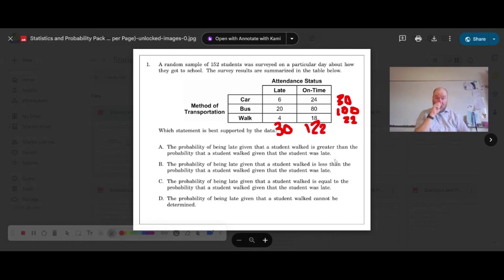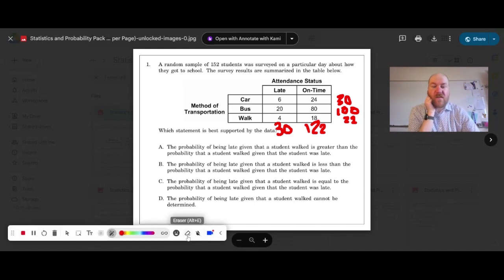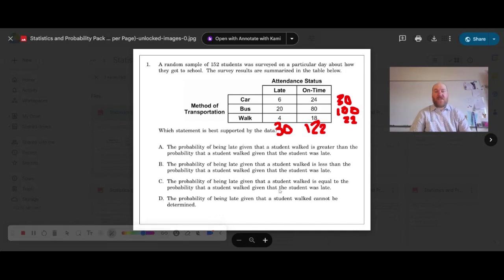All right, so which statement is supported by the data? Choice A, the probability of being late given that a student walked is greater than the probability of a student walking given that the student was late. So whenever you hear the term given, that means that we're going to pretend like that thing is true. So in choice A, they're saying the probability of being late given that a student walked, we're going to pretend like that's true. So where is that row or column where that's true?